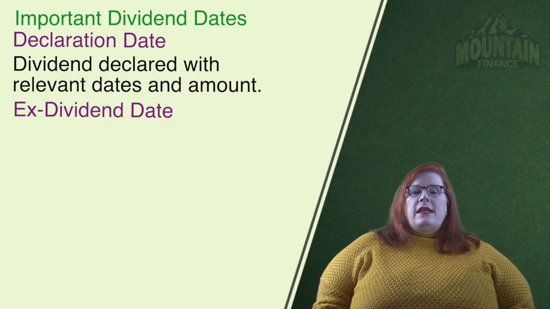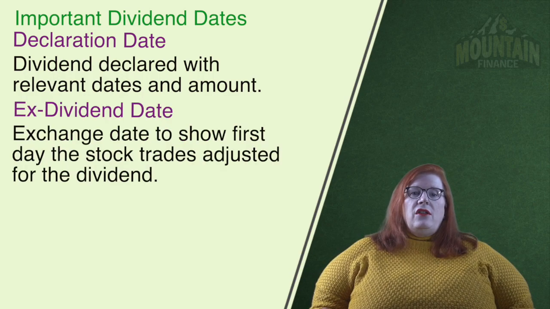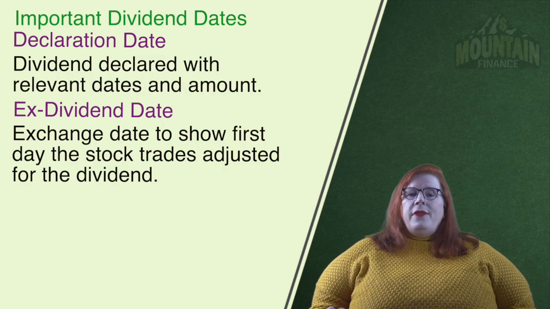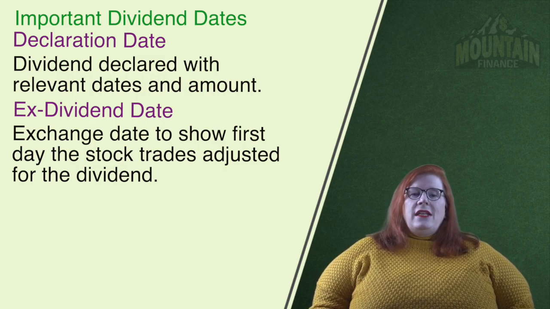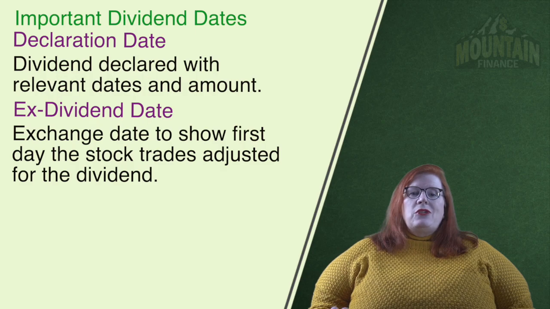The next big date is the ex-dividend date, which is not declared by the company, but rather by the exchange it trades on. This date is technically the first day the stock trades without the dividend included. In other words, the exchange prices in the loss in market cap that the company experiences because of the dividend payments. This date typically can occur from 1 to 3 days before the record date.